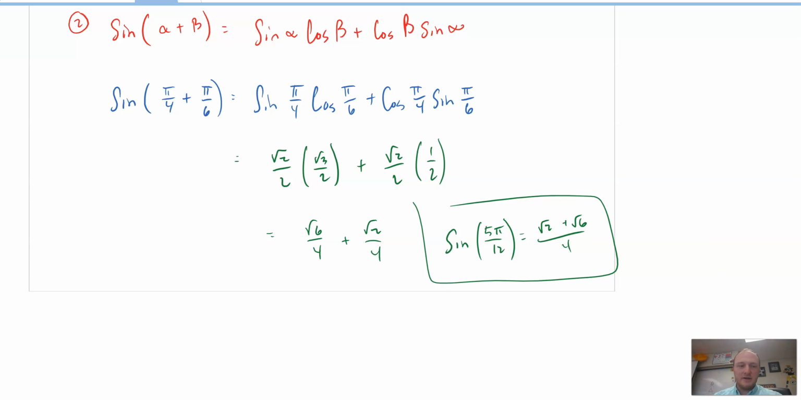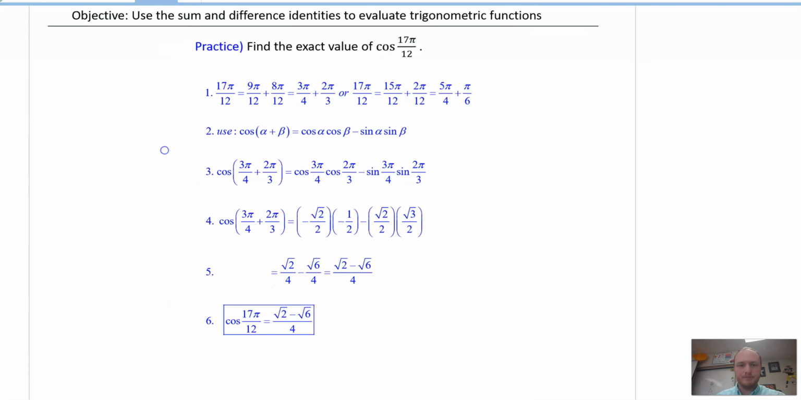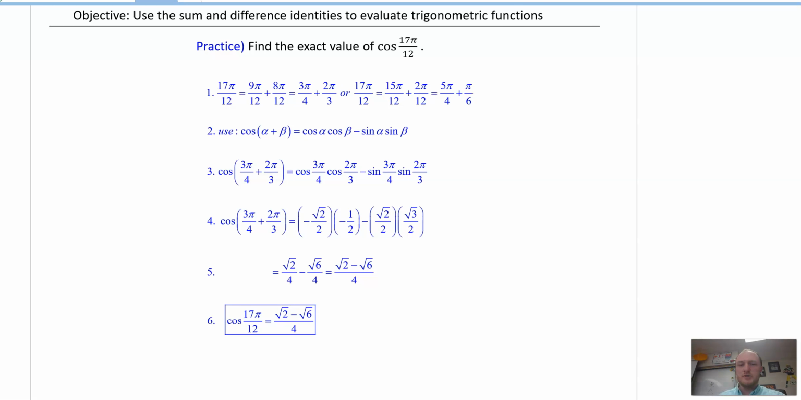All right, here is a practice problem. Please go ahead and try this one. There is a pi missing here for some reason, so make sure you see that pi. Okay, all right. Hopefully you paused the video and tried it. Here is the answer solution. So you should get root 2 minus root 6 over 4.